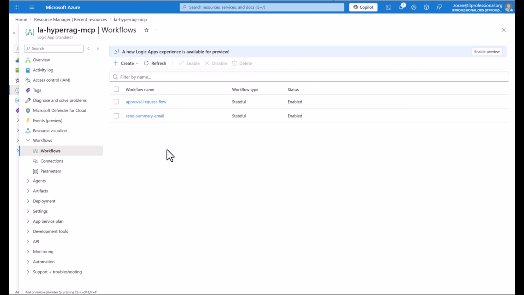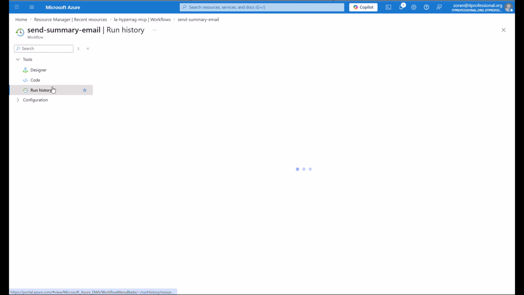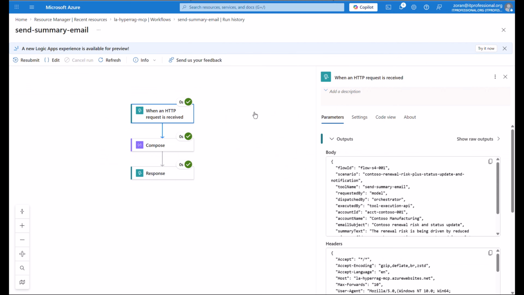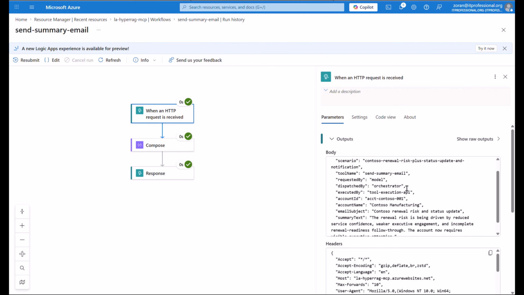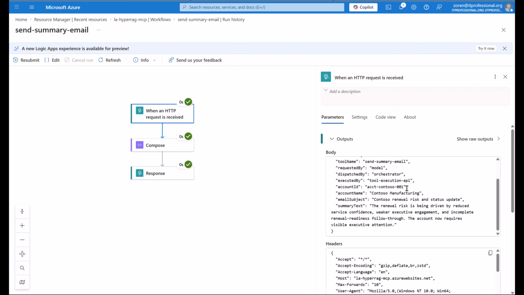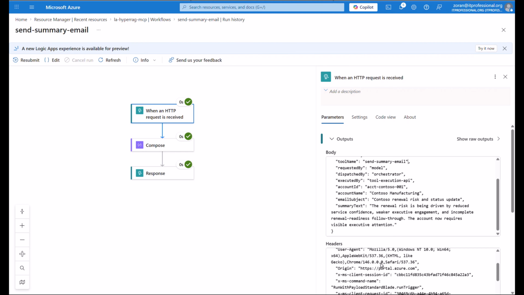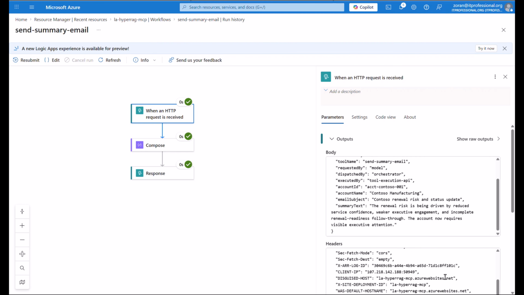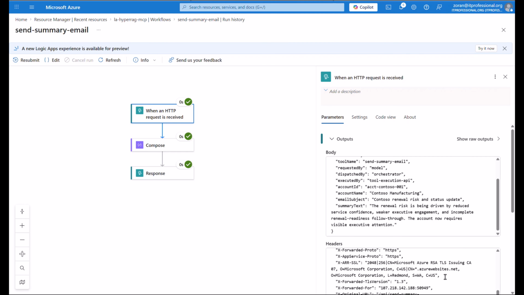In this demo, Logic Apps Standard is the workflow target for notification actions. What matters here is that we can see a real run and the actual payload that came into the workflow. Here we are in the send-summary email workflow for the Contoso scenario. When we open the run, we can see that this is tied to the actual business flow. We can see the scenario name, the tool name, and the execution chain: requested by the model, dispatched by the orchestrator, and executed by the tool execution service. And we can also see the business payload itself, including the account, the subject, and the notification content. So this gives us workflow proof that the notification step really happened.